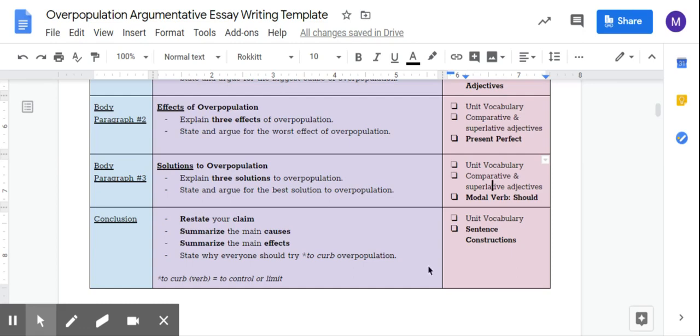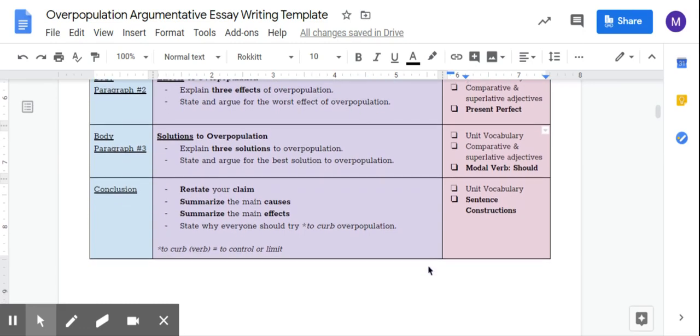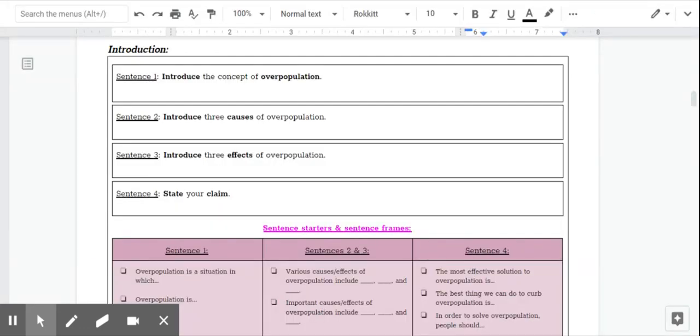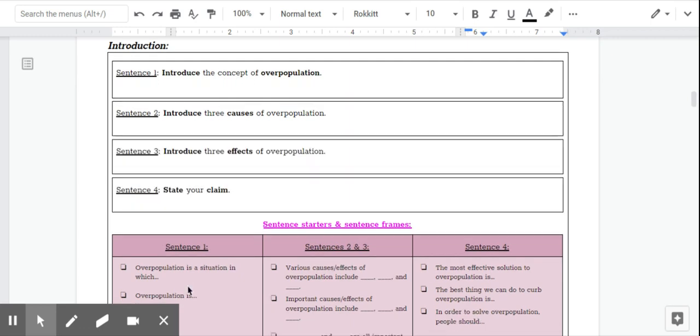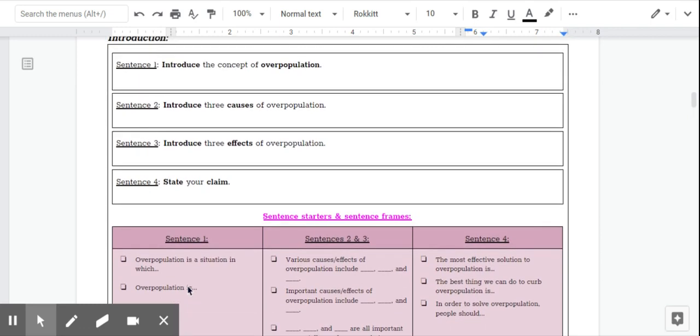So now let's take a look at the writing template. The writing template is broken down into the 5 paragraphs, and then it is broken down into what each sentence should be. So sentence 1 says to introduce the concept of overpopulation. What is it? To help you, if you look at this table here, it says sentence 1 and it says sentence starters and sentence frames. So you could start your sentence with overpopulation is a situation in which, or make up your own. You don't have to use these, they are just here to help you.